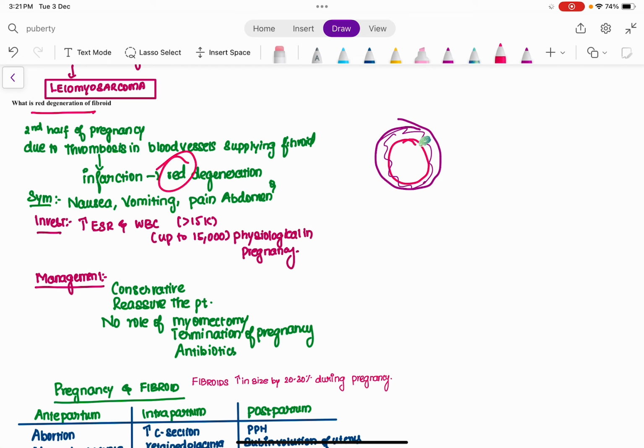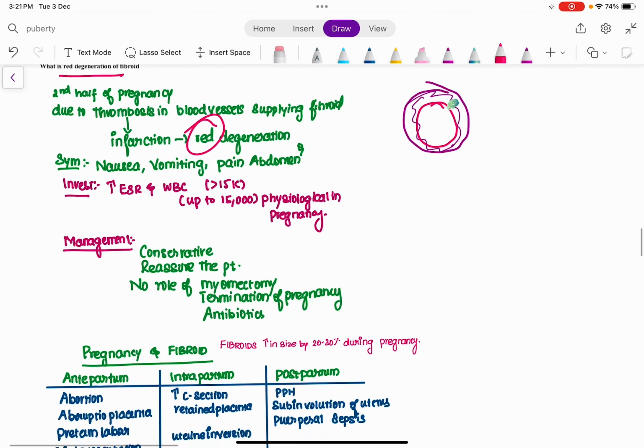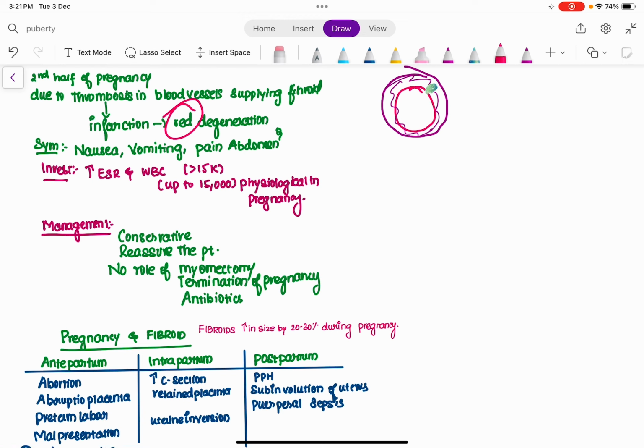Yes. So in a case of red degeneration of fibroid, is it an emergency? As the term says, red degeneration of fibroid is an emergency? No, it is not an emergency actually, where you need to do only the conservative management. The patient will have symptoms such as nausea, vomiting and abdominal pain. So whenever there is degeneration of the fibroid, there would be abdominal pain. So the patient might have abdominal pain, nausea, vomiting and etc.